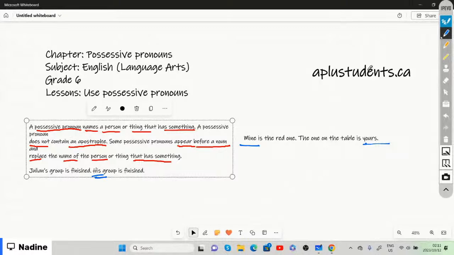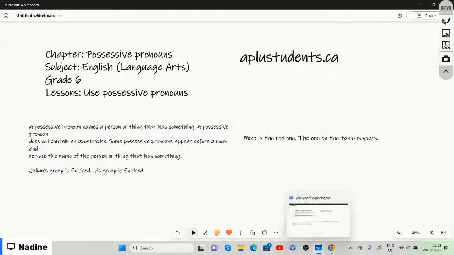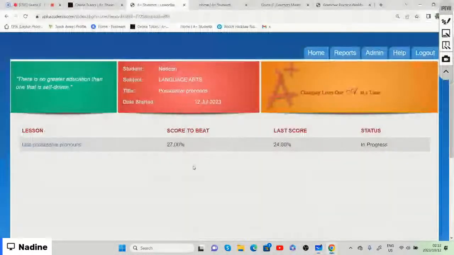All right, so now we're going to go to aplusstudents.ca. Remember, we said that we are doing our tutorial lesson on aplusstudents.ca. And we are now at possessive pronouns. We're going to the first and only lesson, which is to use possessive pronouns.